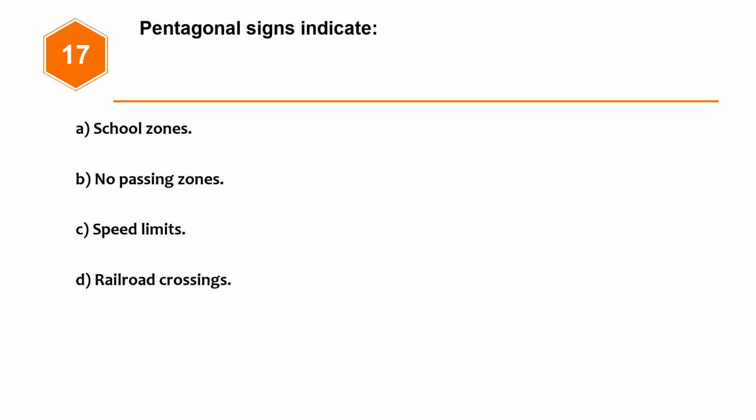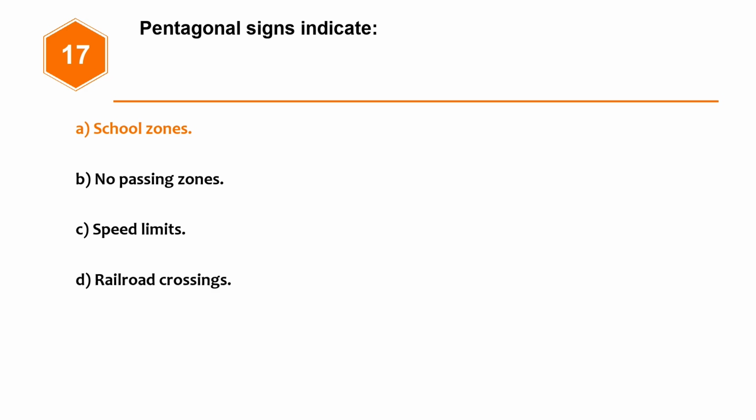Question 17. Pentagonal signs indicate. Option A. School zones. Option B. No passing zones. Option C. Speed limits. Option D. Railroad crossings.